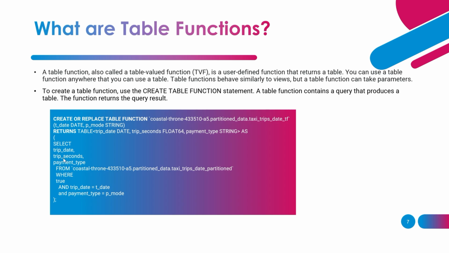And then what is the function doing? We are selecting these three return types, the trip date, the trip time in seconds, the payment mode, from one of my tables which is partition, and I am using these parameters, the trip date and the payment mode, which are user defined, directly within the query itself. So whatever the variable values you are passing in these two variables, they will get substituted here, and the query will run only for those two parameters.